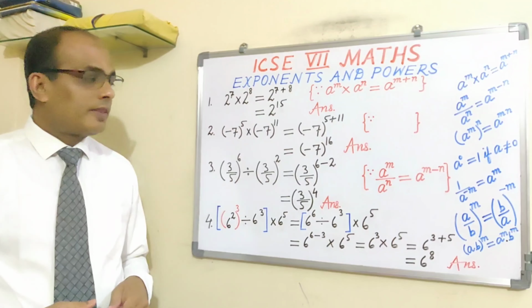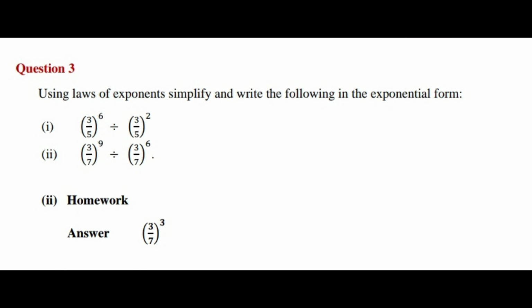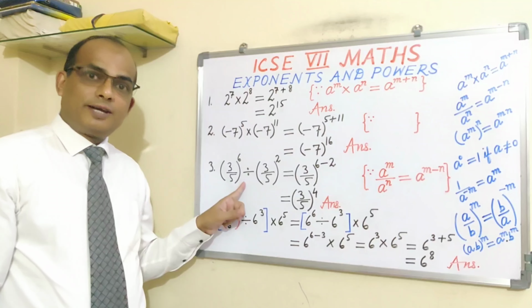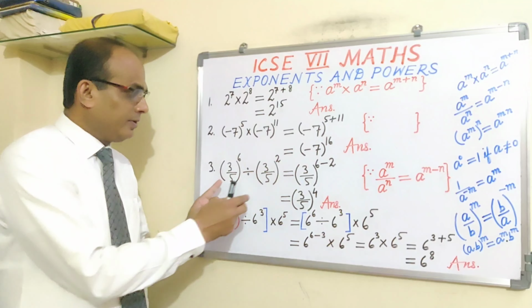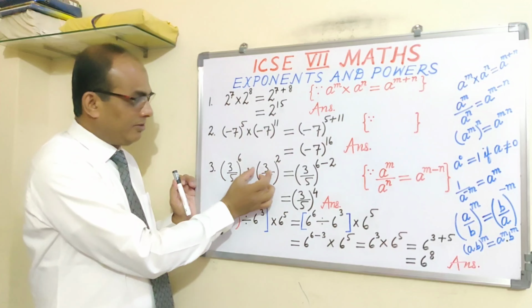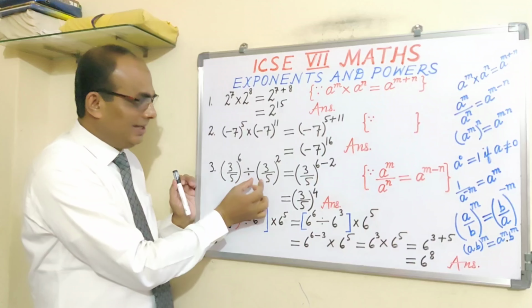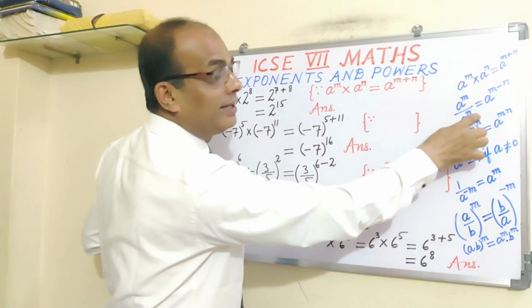So simple. Okay. Now next question, question number 3. See on the screen. 3 upon 5 whole raised to the power 6 divided by 3 upon 5 whole raised to the power 2 is equal to, this is the question, now we are solving. So in place of a we have 3 upon 5. So a raised to the power m divided by a raised to the power n, this formula, is equal to how much?